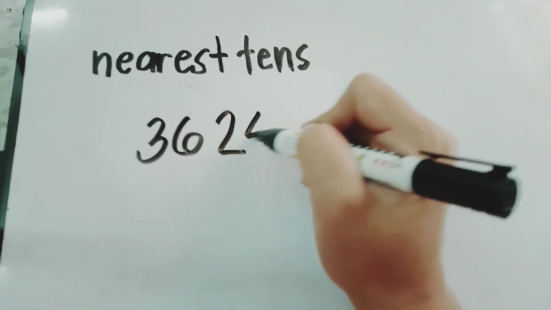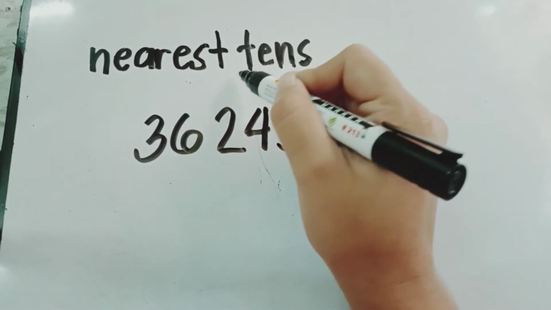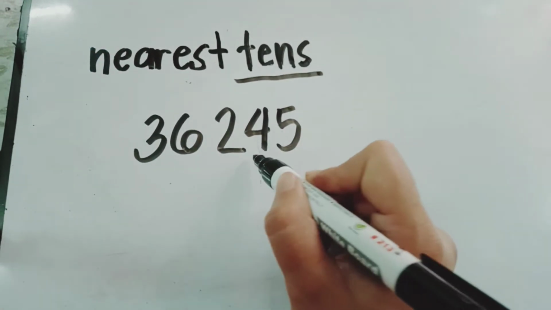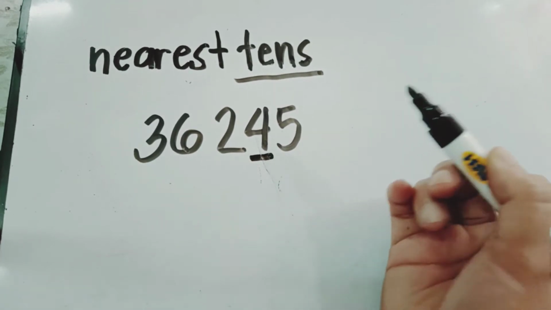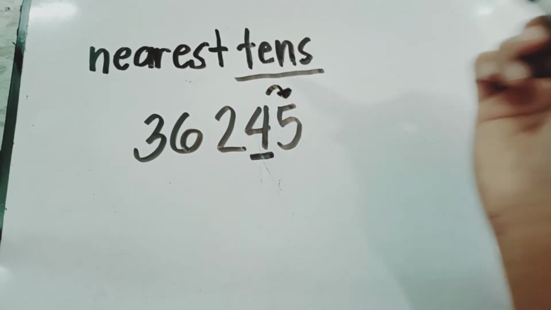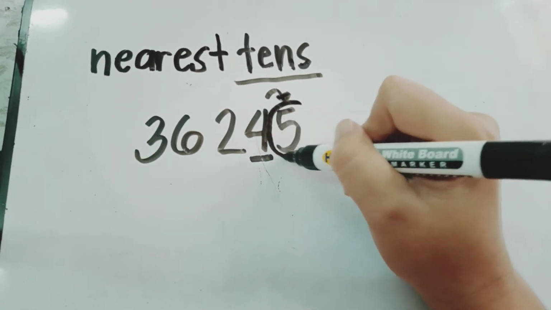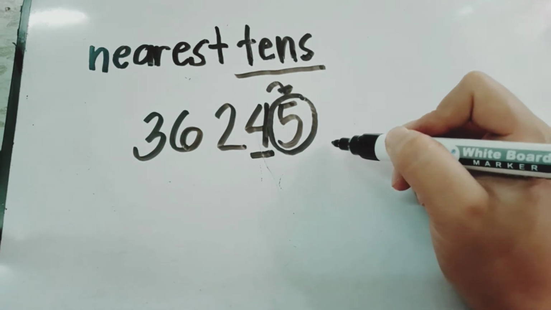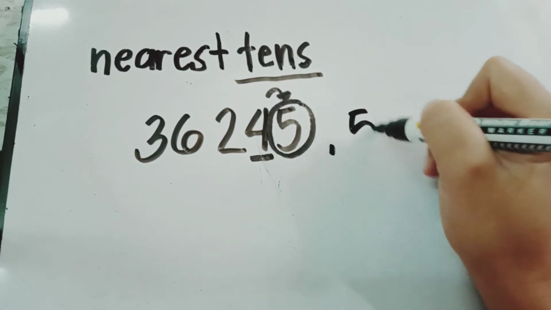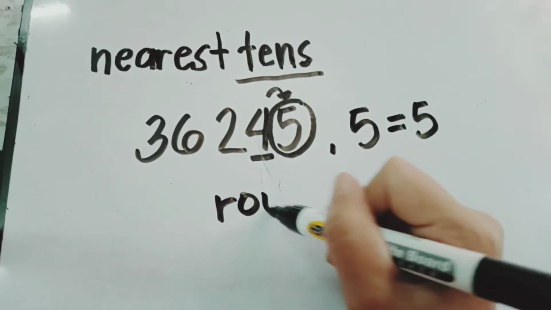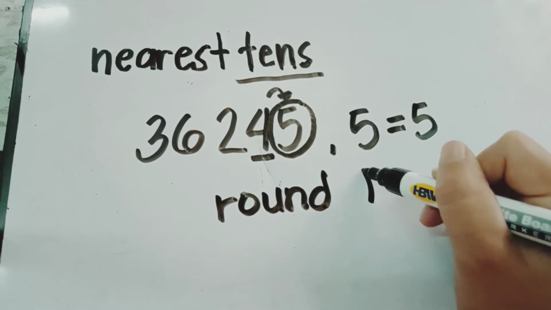So let's say we have 36,245 and we need to round it off to the nearest tens. So first, identify the place value of the digit you are rounding. So 4 is in tens place value and the number right next to 4 is 5. So 5 will be the basis of our rounding off. Remember the conditions? So because 5 is equal to 5, then we will round up.